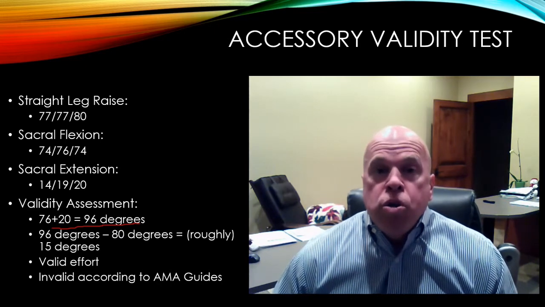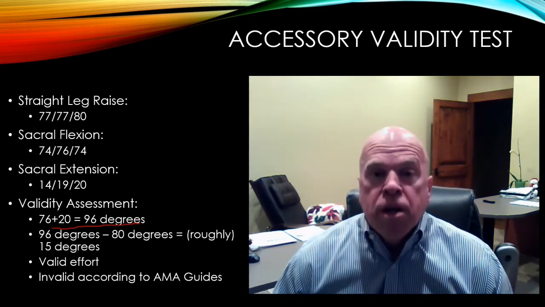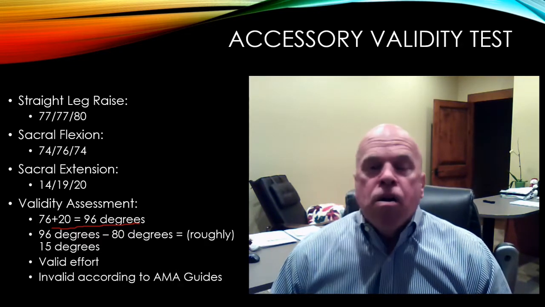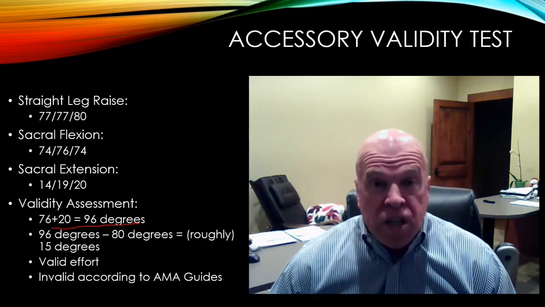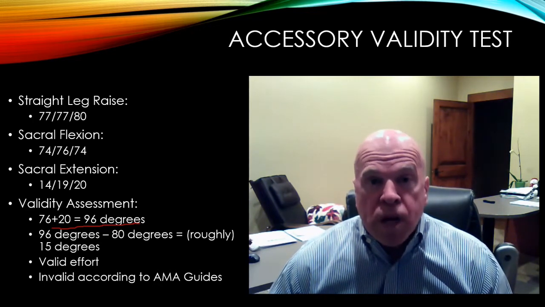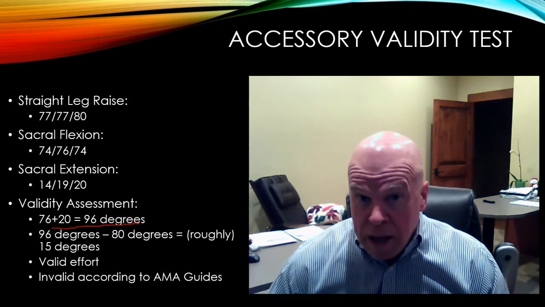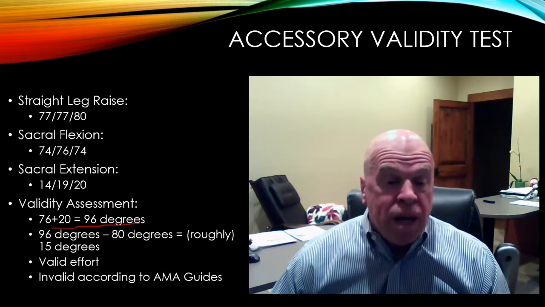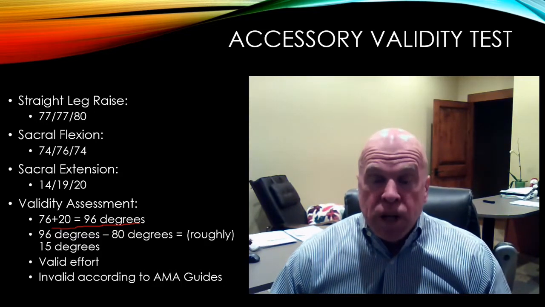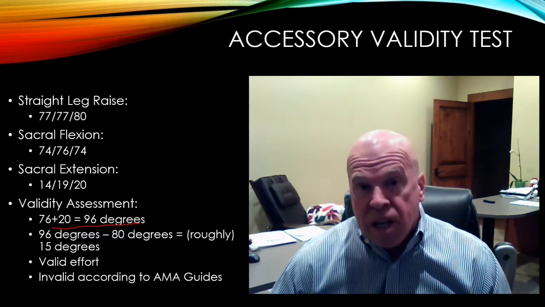Would you consider 16 degrees to be roughly 15 degrees? In other words, within the error of measurement margin of these measurements, we have three measurements here: straight leg raise, sacral flexion, sacral extension. Within the margin of error of those measurements, would you consider 16 degrees to be roughly 15 degrees? I would in this particular examinee, based on this examinee's effort on the testing and her lack of report of symptoms or provocations of pain with the testing. I would consider her 16 degrees to be roughly 15 degrees, which would therefore make it a valid effort as described by the AMA guides, because the AMA guides require that the difference between the straight leg raise and the sum of the sacral flexion and extension be less than or equal to 15 degrees, and in my opinion, based on this examinee, I consider 16 degrees to be roughly 15 degrees and indicative of a valid effort.